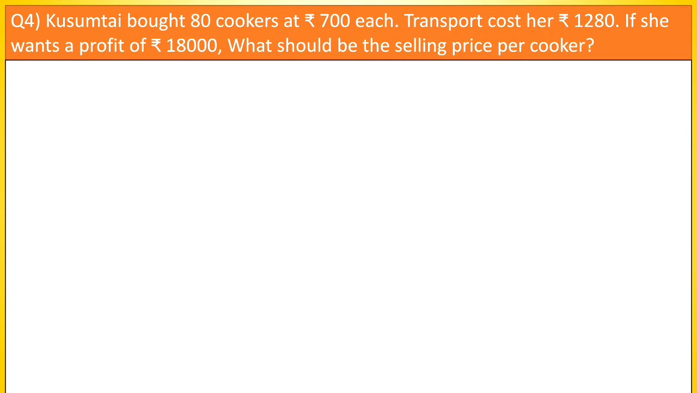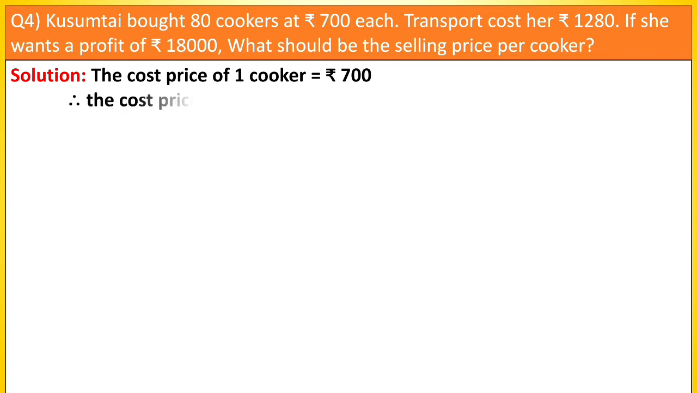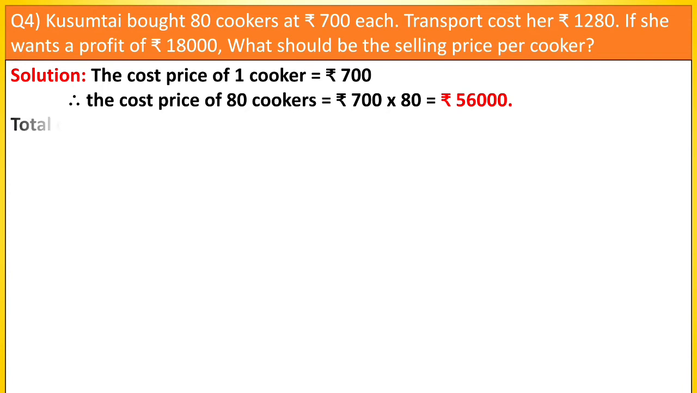And the profit is already given. So here we have to find what? Selling price per cooker, meaning each cooker. Now the cost price of one cooker is given, 700. Therefore the cost price of 80 cookers means 700 multiplied by 80. So here you will do the rough work on the right side with your pencil. 700 multiplied by 80, we get 56,000.